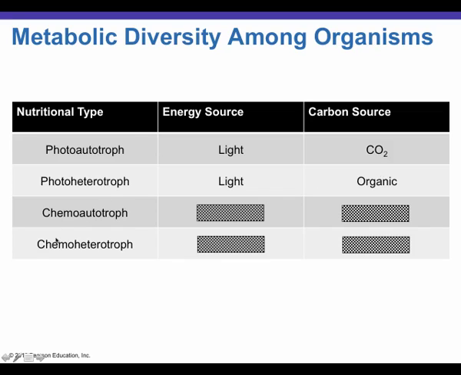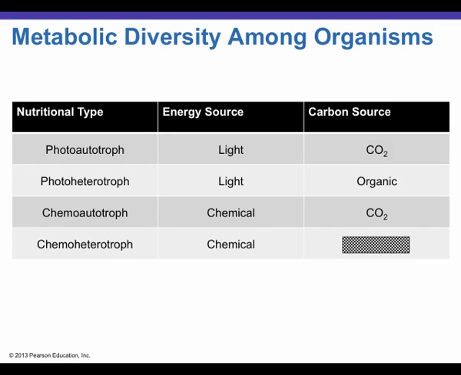Let's look at chemoautotrophs. What's their energy source? Some sort of chemical energy. They need to eat something. And their carbon source then is inorganic carbon, or carbon dioxide. Some very interesting chemoautotrophs are rust eaters, for example. They eat rust, a chemical, and then they can use carbon dioxide to fix and produce biomass.